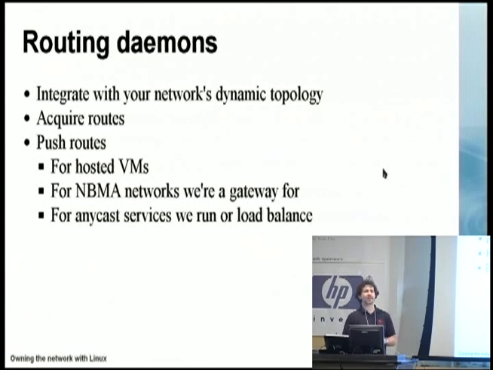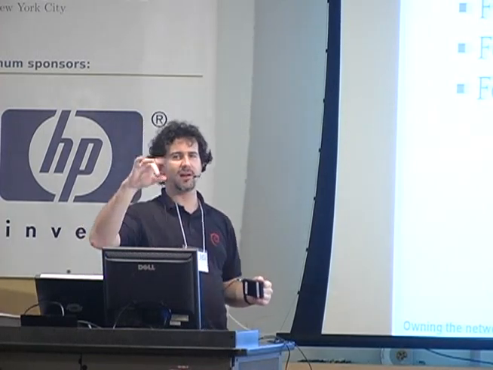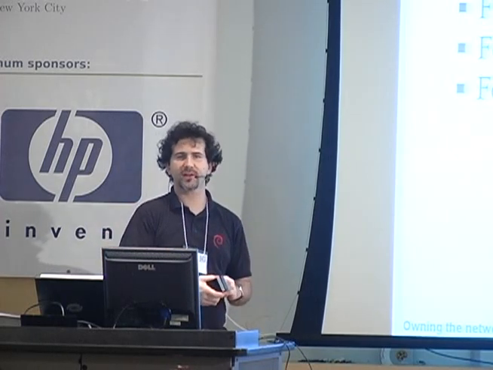So for example, again, if you're hosting VMs, it's nice to be able to say, well, route the traffic for these three VMs to this node and for these four VMs to this node. And when you move VMs around, your routing daemon is going to see the local rules on your machine and push them to the network, and all the packets are going to flow in the right place. So we can push, for example, routes for, as we said, VMs or for NBMA networks.